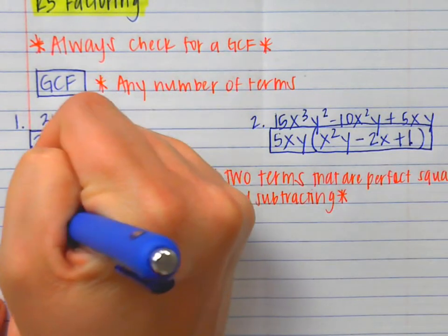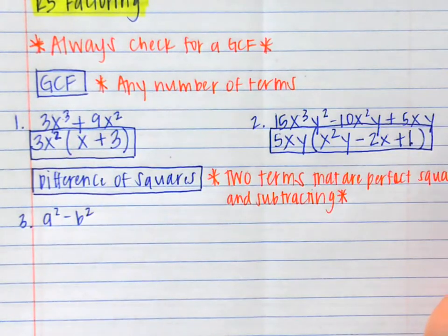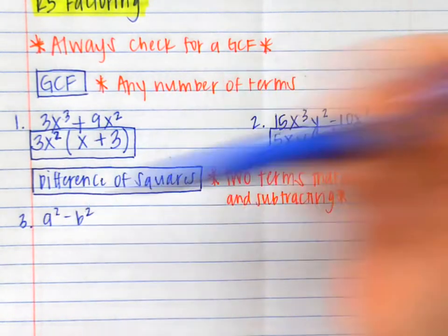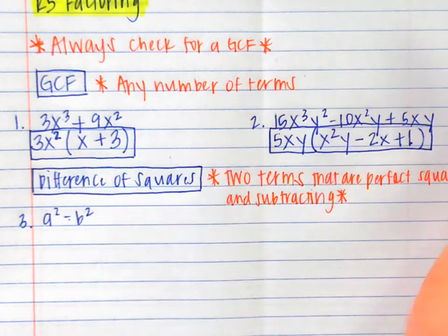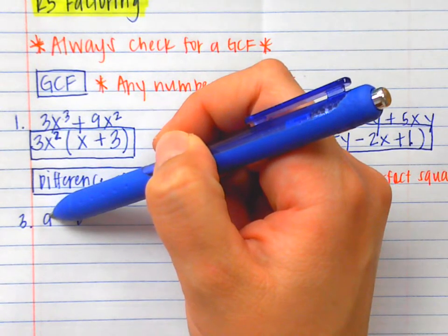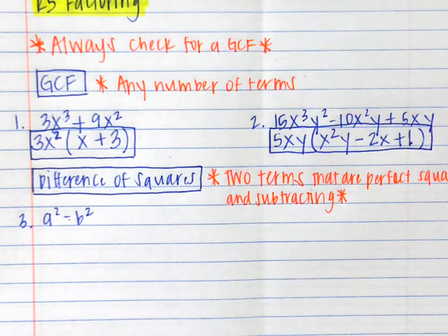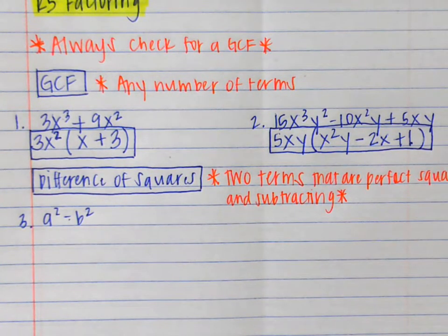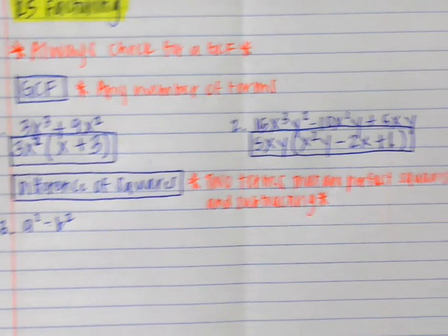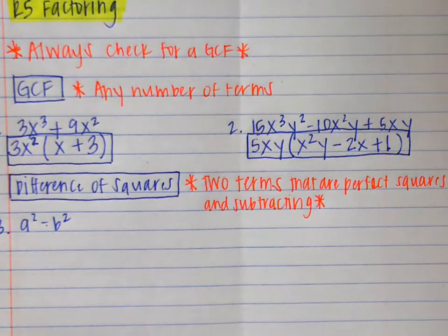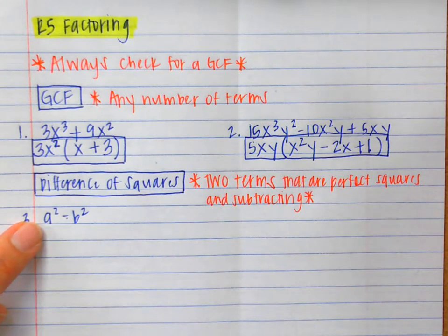So if you have a squared minus b squared, you have 2 terms, 1, 2, there's subtraction in between, and a squared is a perfect square, and b squared is a perfect square. If you're wondering what a perfect square means, 64 is a perfect square because 8 times 8 is 64. 49 is a perfect square because 7 times 7 is 49. 36 because 6 times 6, and so on. It's something that you can easily take the square root of. So what we're going to do is look at a squared and think, what's the square root of a squared?